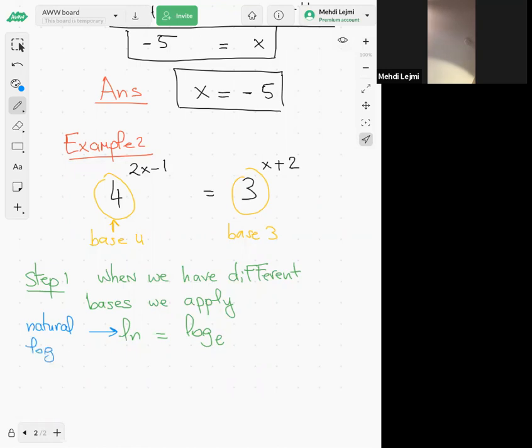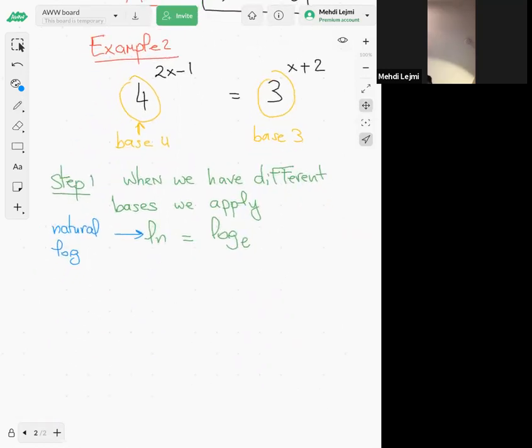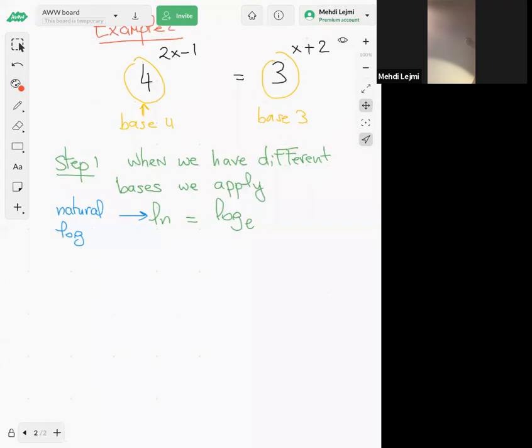So when you have different bases, we apply natural log to both sides, because natural log is the most common logarithm we use. So here's my natural log, again a log in base e: natural log of the left side, natural log of the right side. The left side has 4 to the power 2x minus 1, and the right side has 3 to the power x plus 2.